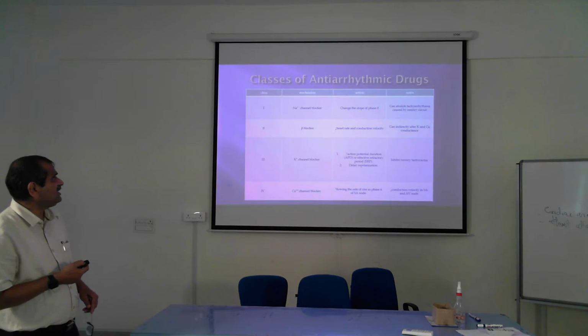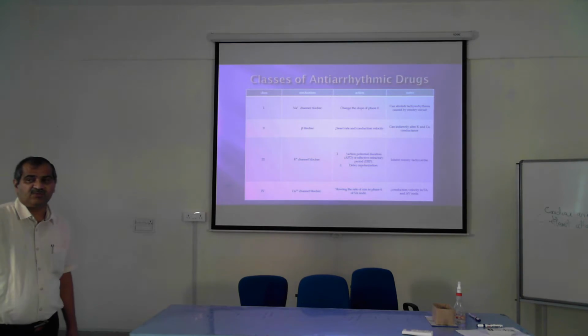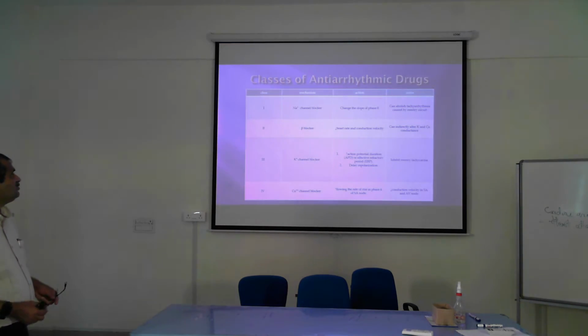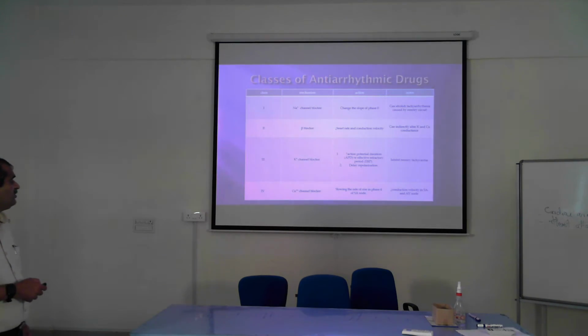Then the classes of antiarrhythmic drugs, once again in a tabular form for ease of remembering. The sodium channel blockers, especially, decrease the slope of phase 0, the ascending phase, or the height of phase 0 is reduced. They can abolish the tachyarrhythmia caused by the re-entry circuit. So the second class is the beta blockers, which decrease heart rate and conduction velocity. And the third one can indirectly alter potassium and calcium conductance.